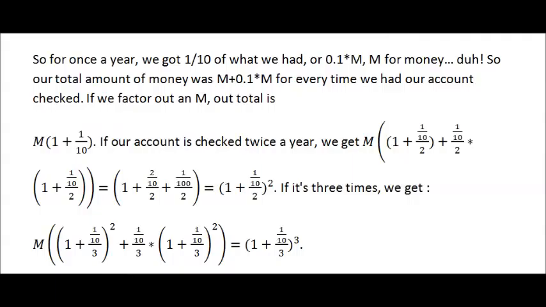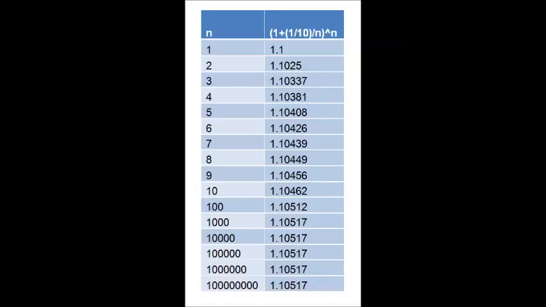So if our account is checked 3 times, you can see the math. But it ends up being (1 plus (1 over 10) over 3) cubed. Let's say that if we have our account checked n times, our quantity will be m times (1 plus (1 over 10) over n) to the n, where n is the number of times a year our account is checked. Well, what if someone is constantly checking our account? What if n is infinity?